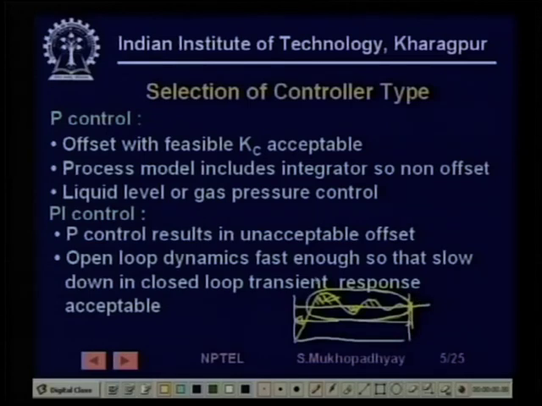So, in other words, this interval is actually small, which means that the open loop dynamics is actually fast enough. Fast enough compared to what? Compared to the frequency of set point change, so that the closed loop transient response is actually acceptable.